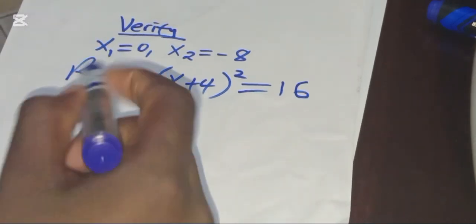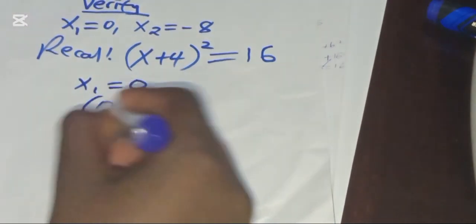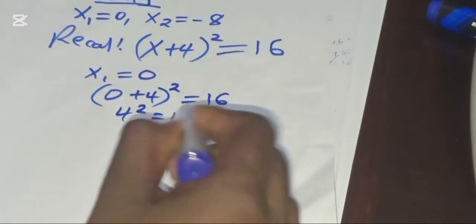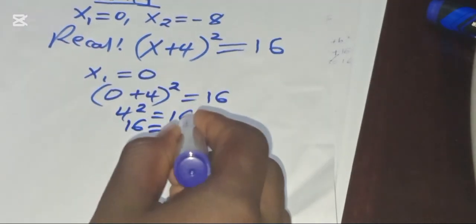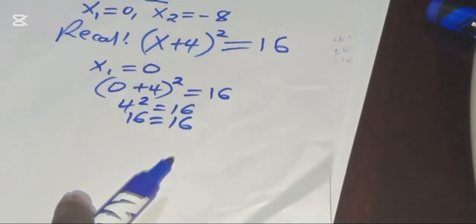Let's verify quickly that the values of x1, which is equal to 0, and x2 actually satisfy the equation. If you recall, we have that (x + 4)^2 should give us a value of 16. Okay, so substituting x1, which is equal to 0, we'll have (0 + 4)^2 should give us a value of 16. Okay, so here we will have 4^2, which is equal to 16. And it's true, 4^2 is equal to 16. So that affirms that the value of x1 satisfies the equation.